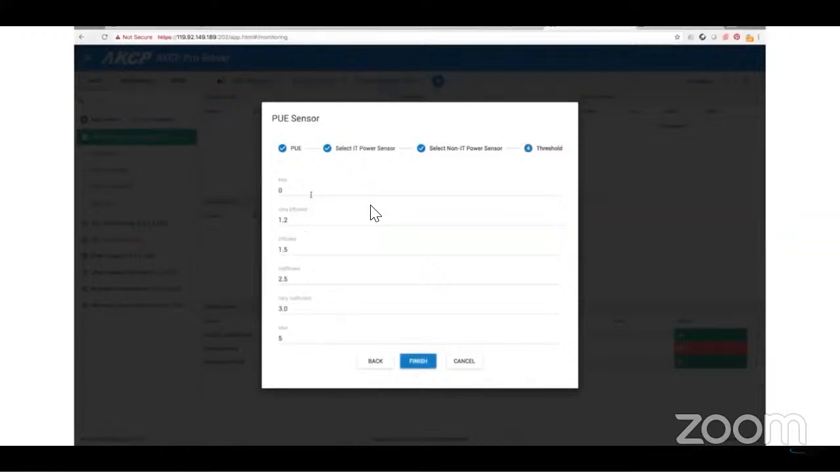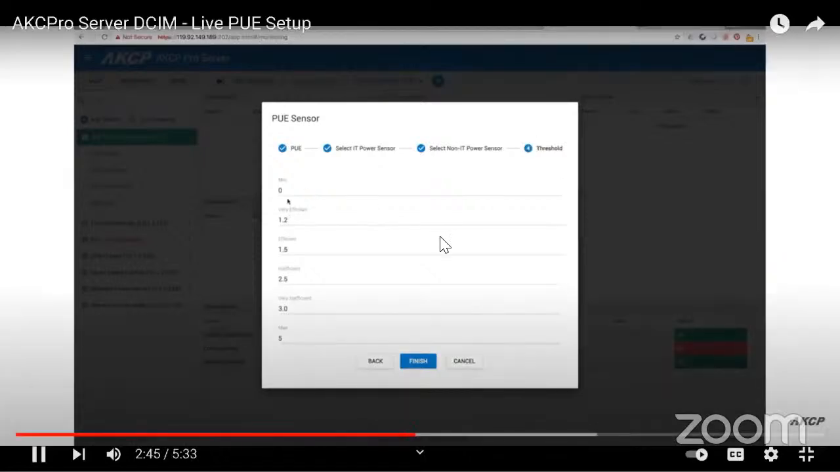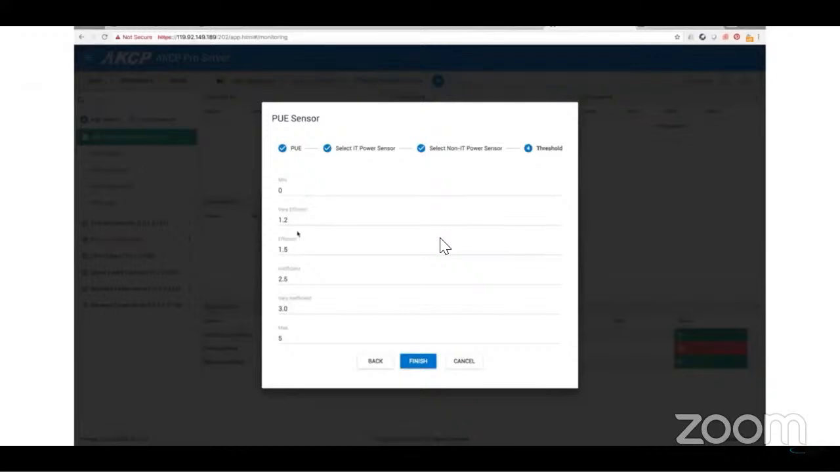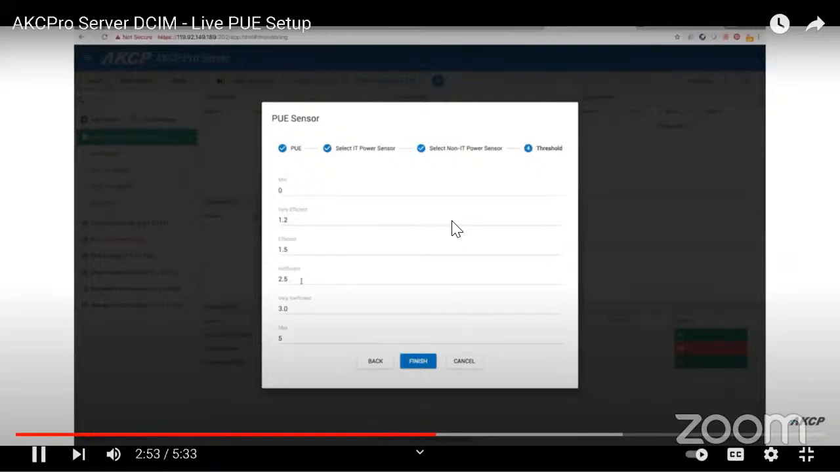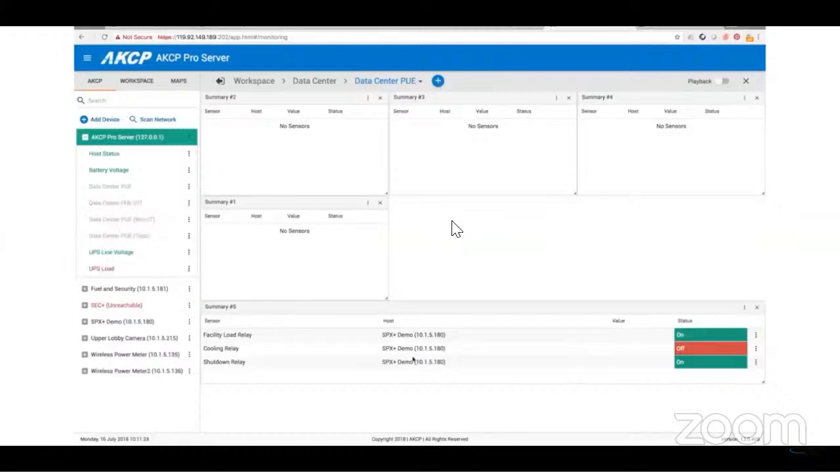And then next. And then this is where we can set our PUE efficiencies. So if we're 1.2 to 1.5, we are in a very efficient range. Above 1.5, we're efficient. Once you get up to 2.5, we're inefficient. And then hit finish, and that's it. Now this will automatically be set up and added here.